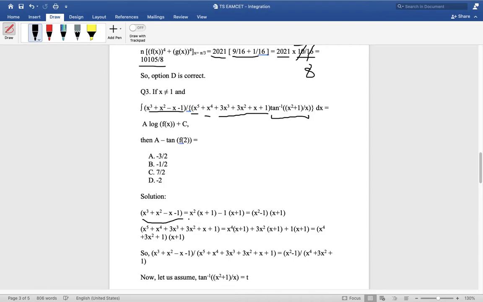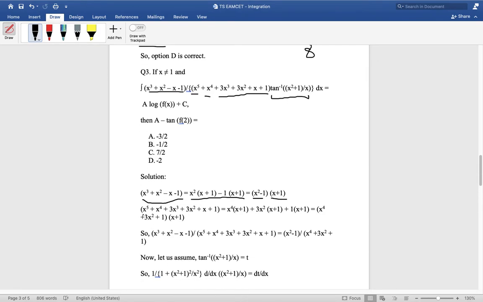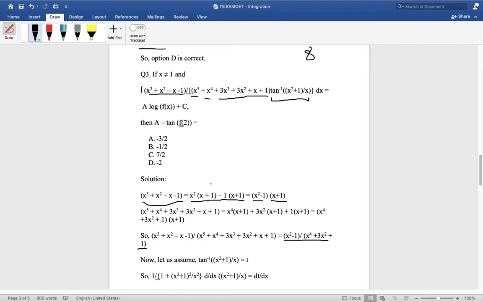The numerator can be factorized: x square into (x plus 1) minus 1 into (x plus 1). So (x square minus 1) into (x plus 1). And in the denominator, x raised to power 5, 4, 3, 2, 1, I just told you how to factorize this. If you take x plus 1 common, you will be left with x raised to the power 4 plus 3x square plus 1. So this whole expression can be written as this, right?